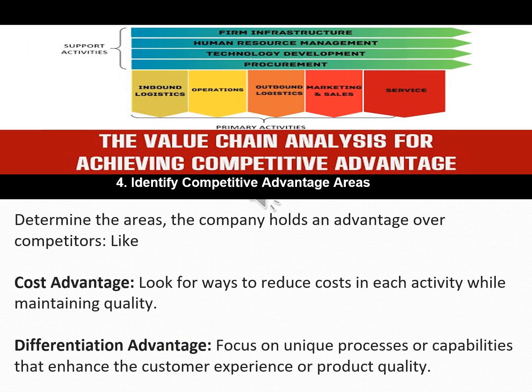Another very important objective of value chain is having a competitive advantage. So it is very important to identify competitive advantage areas in a value chain. So determine where the company holds an advantage over the competitor, like cost advantage. Look for ways to reduce costs in each activity while maintaining quality, or differentiation advantage. Focus on the unique process or capabilities that enhance the customer experience or product quality.